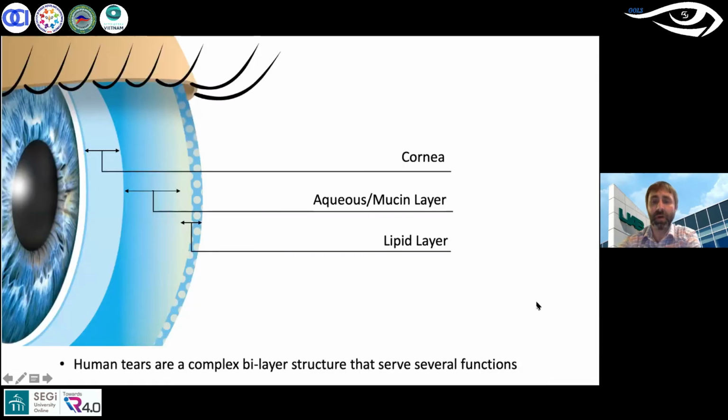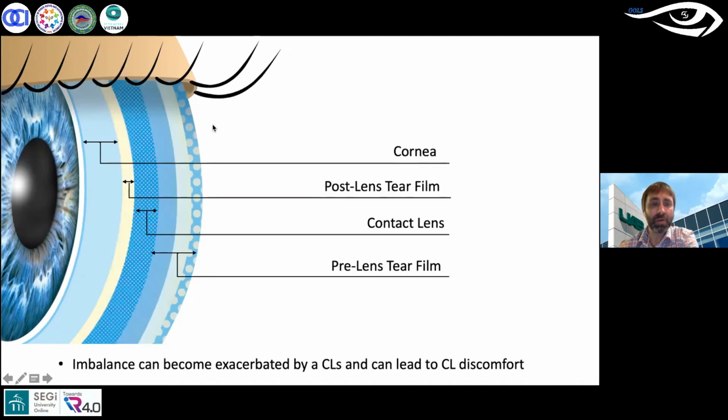So how might a contact lens be inducing this discomfort? Here is a mocked up model of an eye. You can see here's a cornea and the tear film, and the tear film was made up of an aqueous mucin layer and an external lipid layer. This is not to scale, but when you put a contact lens on that eye, it splits the tears in two. So again, we have our cornea, we have a post-lens tear film, we have our contact lens, a pre-lens tear film, and then we have our external lipid layer.